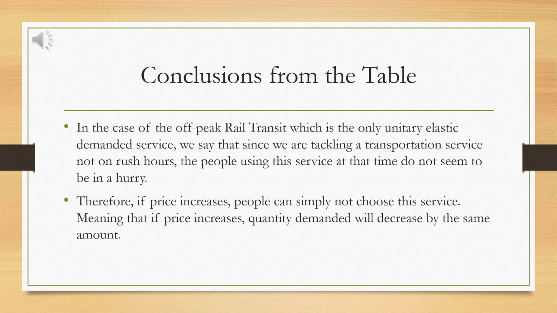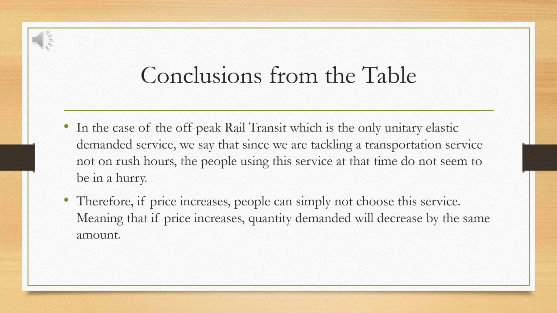In the case of the off-peak rail transit, which is the only unitary elastic demanded service, we say that since we're tackling a transportation service not on rush hours, the people using the service at that time do not seem to be in a hurry. Therefore, if price increases, people can simply not choose this service, meaning that if prices increase, quantity demanded will decrease by the same amount.